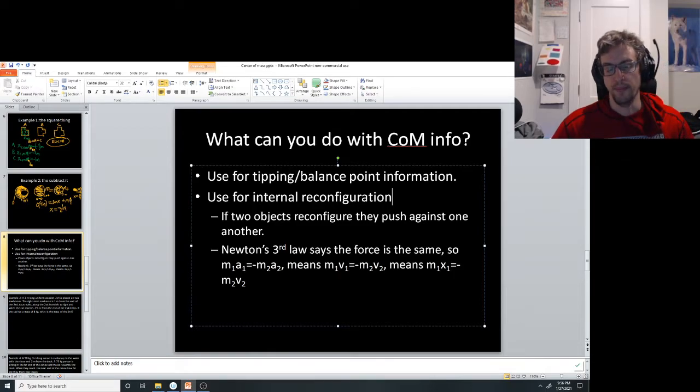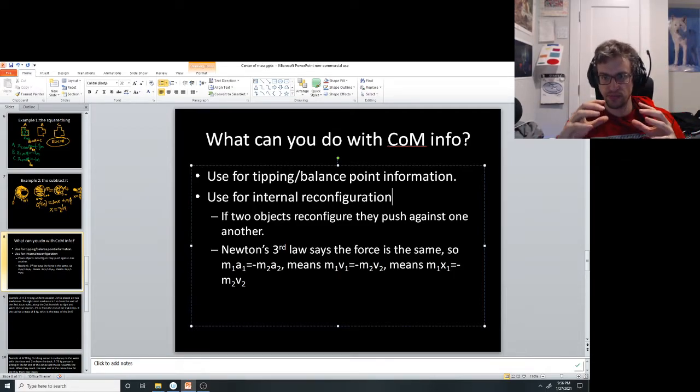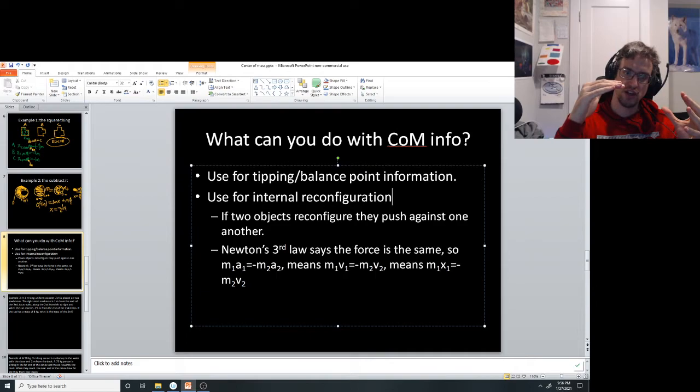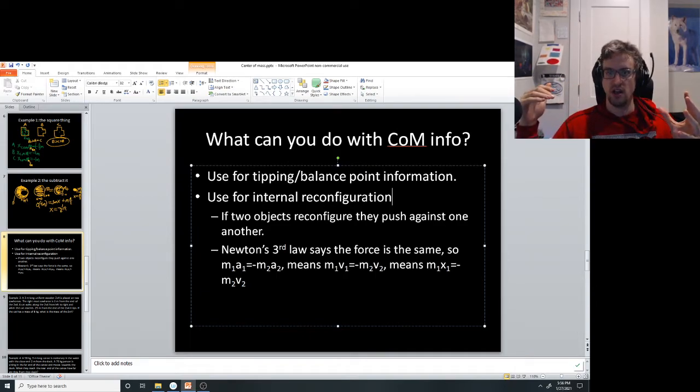What I mean by that is, you have one object that's made of parts that can shift. A very simple example we'll do later is somebody in a canoe. They walk across and the canoe moves the other way. Okay, that's what I mean by reconfiguring.